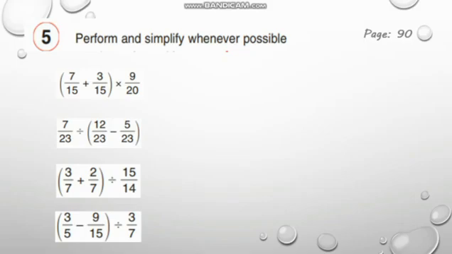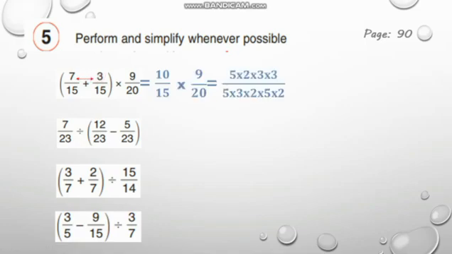Number 5. Perform and simplify whenever possible. Here I have 7 over 15 plus 3 over 15, times 9 over 20. I'm going to start with the parentheses. 7 plus 3 is 10 over 15 times 9 over 20. I multiply. I decompose 10, 9, 15 and 20. 10 is 5 times 2, 9 is 3 times 3, 15 is 5 times 3 and 20 is 5 times 2 times 2. I can simplify by 5, by 2, by 3. The answer is 3 over 10.